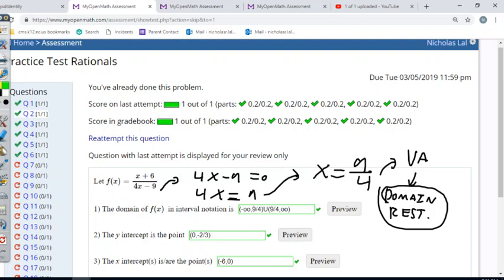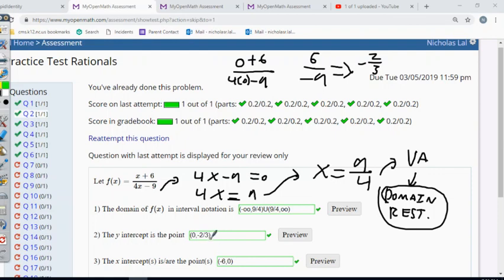The y-intercept is the y value when x is equal to 0. So if x is equal to 0, you have 0 plus 6 over 4 times 0 minus 9. That simplifies to 6 over negative 9, which simplifies to negative 2/3. So our y-intercept is 0, negative 2/3.